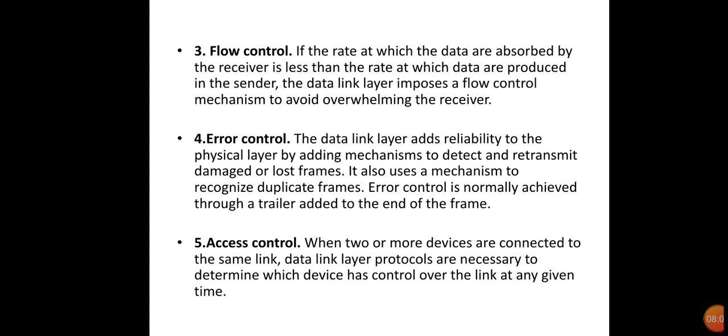Error control. The data link layer adds reliability to the physical layer by adding mechanisms to detect and retransmit damaged or lost frames. It also uses a mechanism to recognize duplicate frames. Access control. When two or more devices are connected to the same link, data link layer protocols are necessary to determine which device has control over the link at any given time.